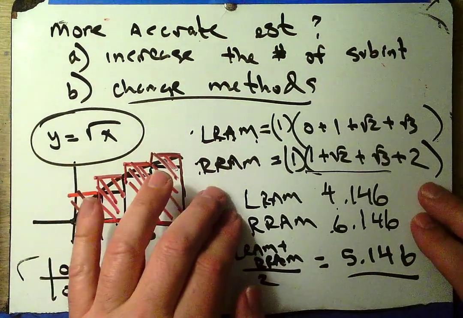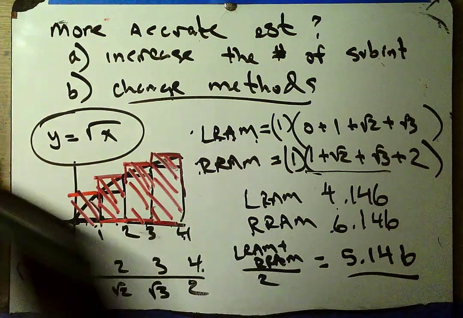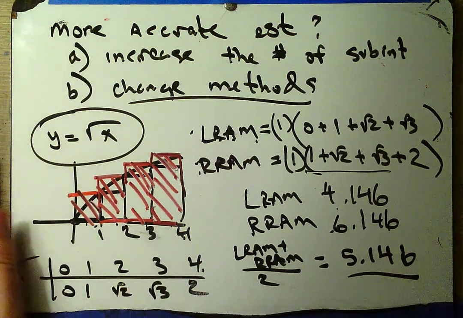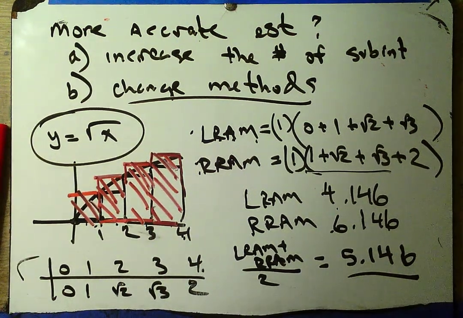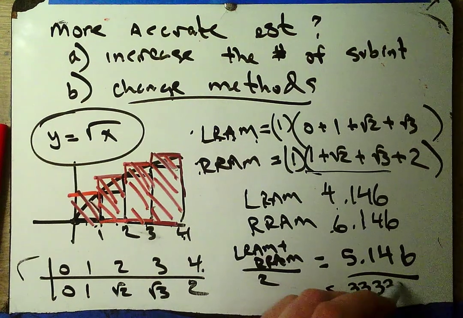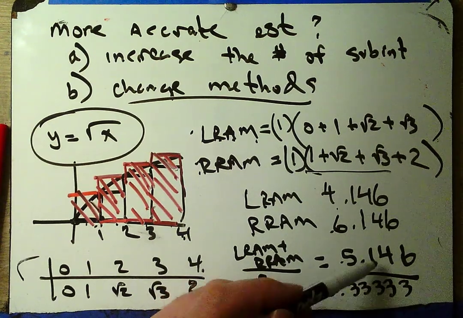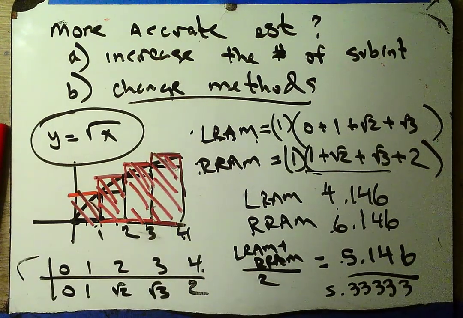So while this is a very close approximation, I run into this problem where it's a lot more work to try and do that thing. So I just wonder what the actual area under the curve is, not the approximation, but the actual area. And my calculator says that the actual area under the curve is 5.33333. Well, these are still a ways off. Damn, that got really close with only 4 subintervals.